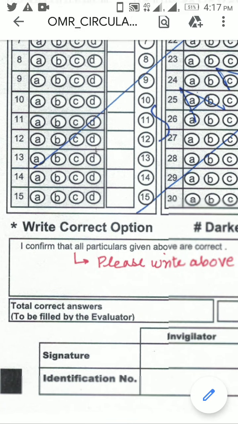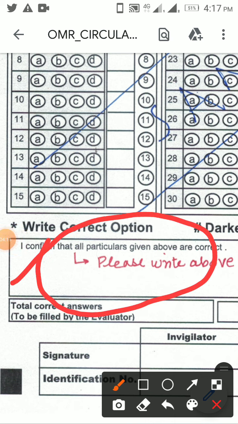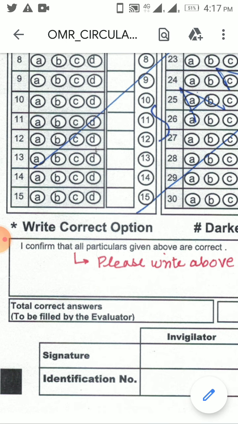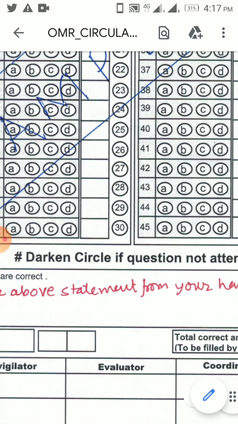Then after this, here you can see, in this box they have given one option, what the right, correct option is. I confirm that all particulars given above are correct. So here the box will be empty. I'll show you the empty box also, how it will look.